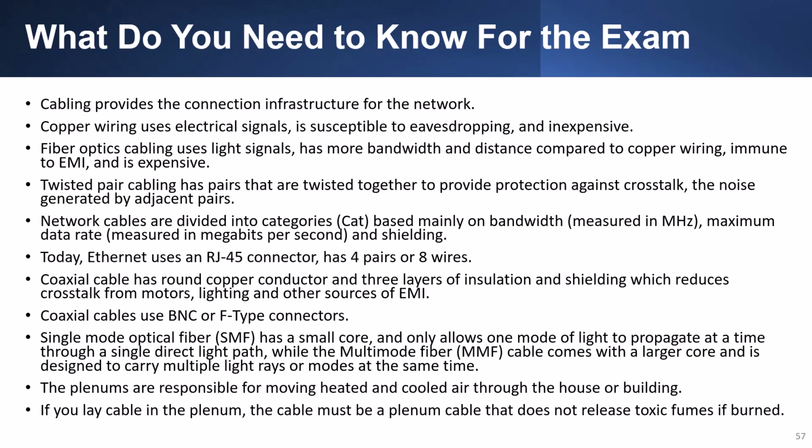Coaxial cable has a round copper conductor and 3 layers of insulation and shielding, which reduces crosstalk from motors, lighting, and other sources of EMI. Coaxial cable uses BNC or F-type connectors. Single mode optical fiber, or SMF, has a small core and only allows one mode of light to propagate at a time through a single direct light path, while multimode fiber, or MMF, cable has a larger core and is designed to carry multiple light rays or modes at the same time.